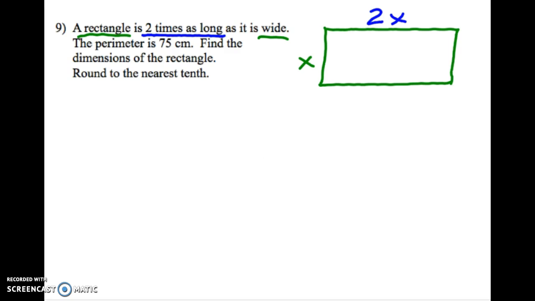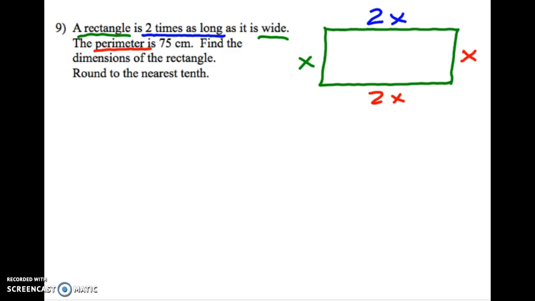Next, if we look at the problem, it's discussing perimeter, which we find when we add up all the sides. So I would recommend taking a second to label the other sides. The other width will also be x. The other length will also be 2x.